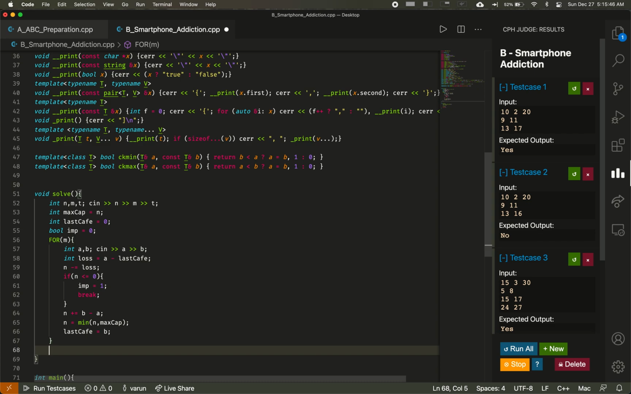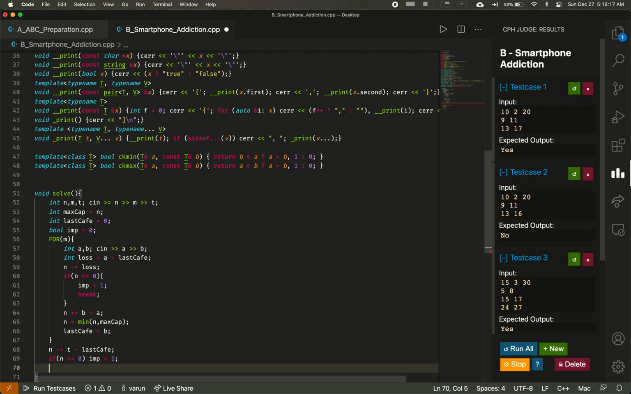Now we are at the point where we have gone to every single cafe. So now from the last cafe we go home. From our current battery value, we subtract t minus last cafe. And now here we check again if n is less than or equal to 0, then impossible equals 1. And then if it's impossible, we output no, otherwise we output yes.